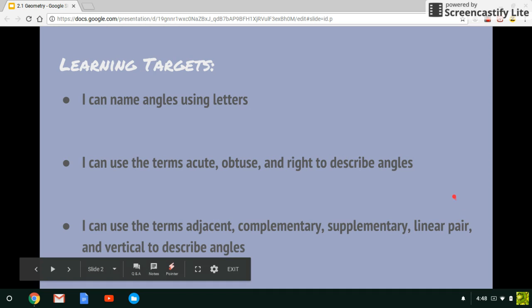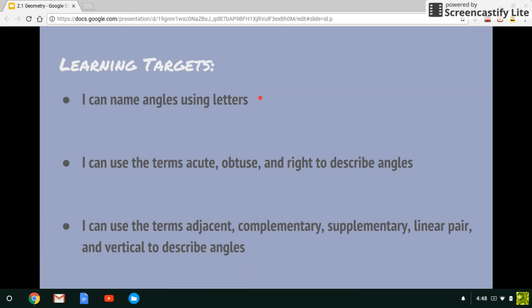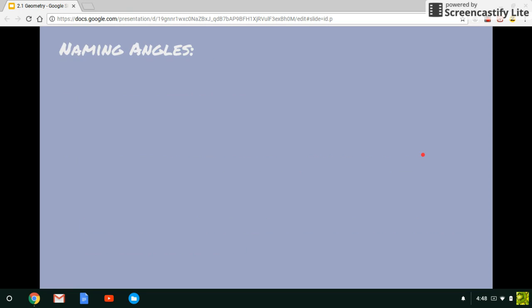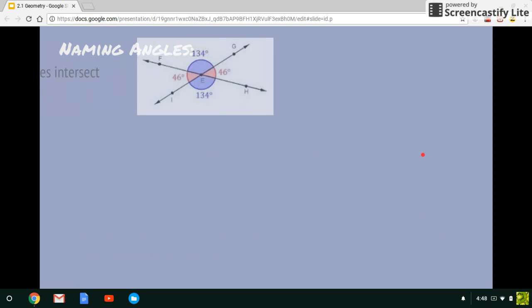So first we're going to start off with our learning targets for this unit. First, naming angles using letters. We're also going to learn to use the terms acute, obtuse, and right to describe angles. And we're going to learn to use the terms adjacent, complementary, supplementary, linear pair, and vertical to describe angles. Here we go. Starting off with naming angles.